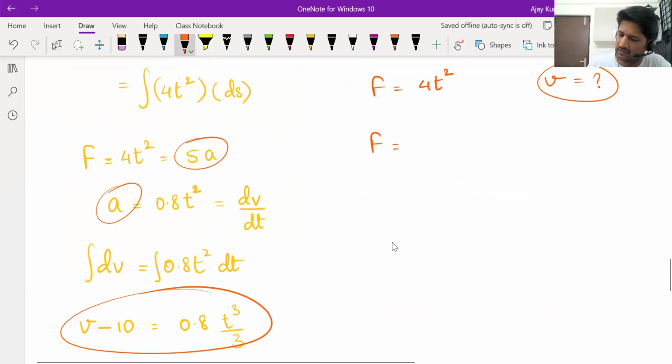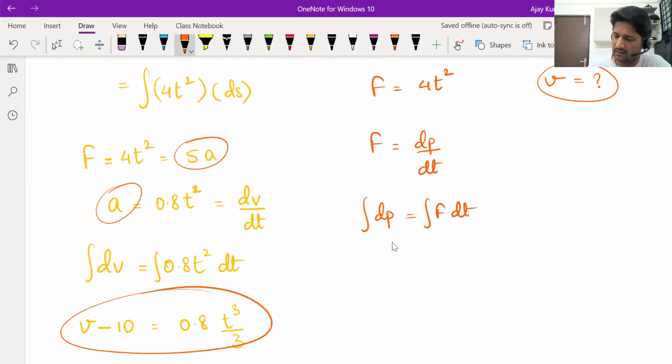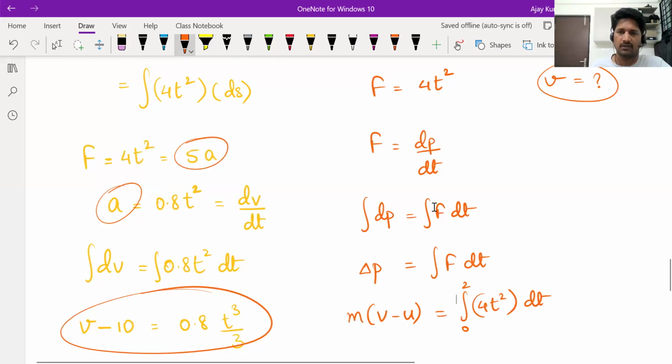We know net force is the rate of change of linear momentum. Newton's second law. So dp is F dt. Integral dp is integral F dt. The total change in momentum is integral F dt. Since direction is all positive x, I'm not writing it. Total change in momentum becomes mass into final velocity minus initial velocity, is integral of force 4t square dt from 0 to 2 seconds. From this, you can directly tell the final velocity.